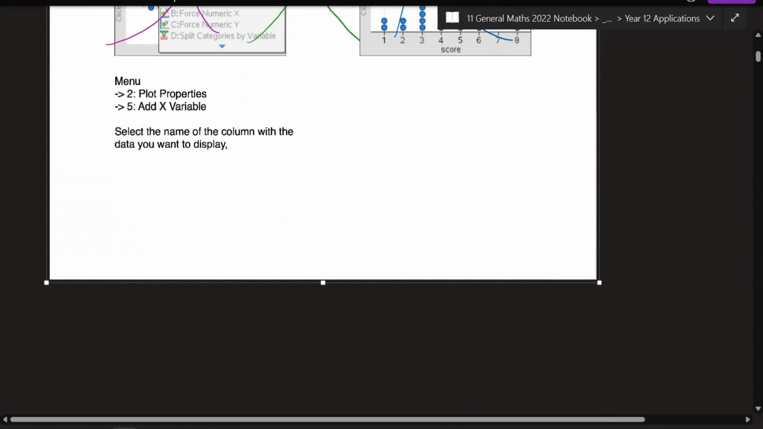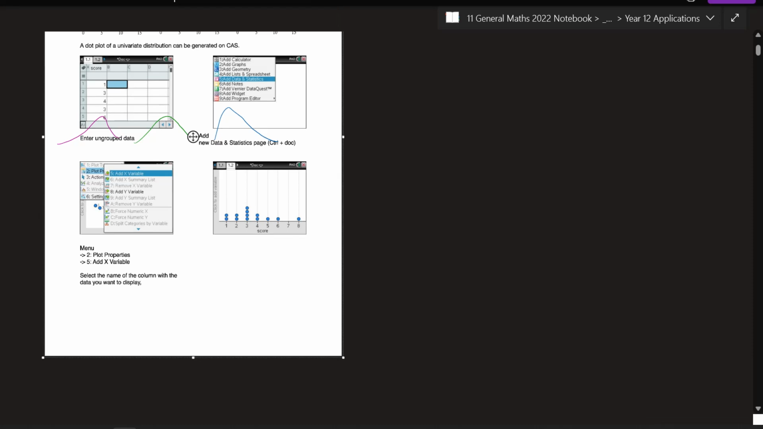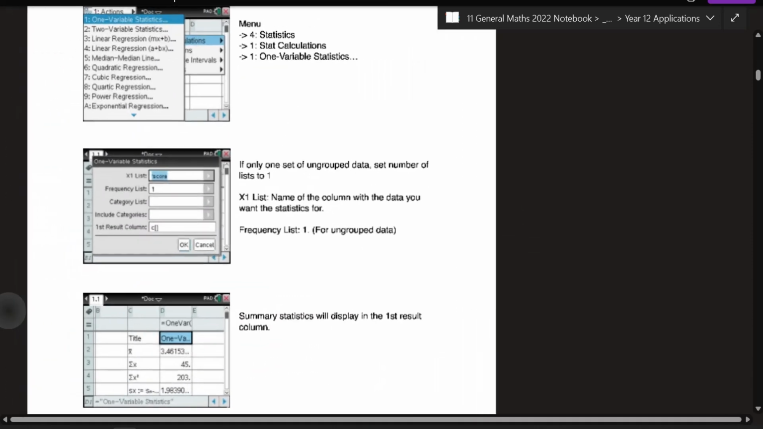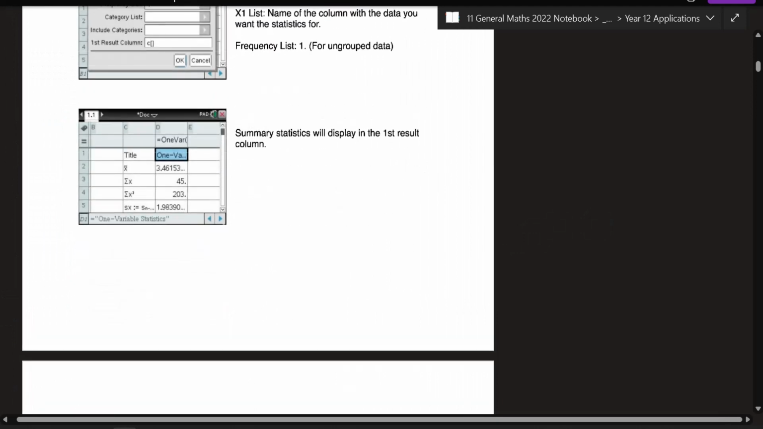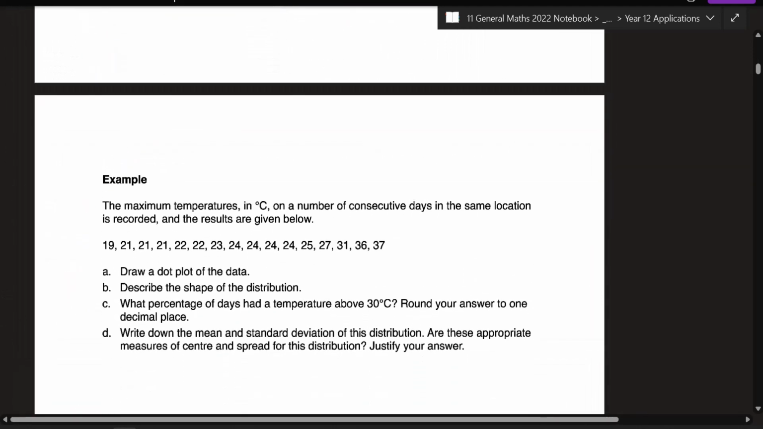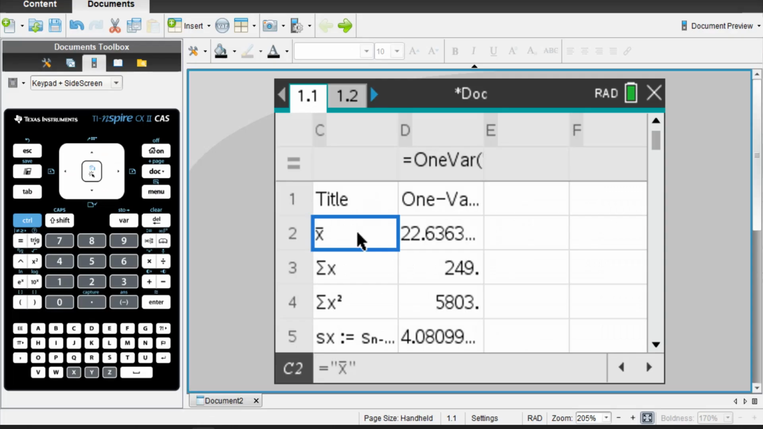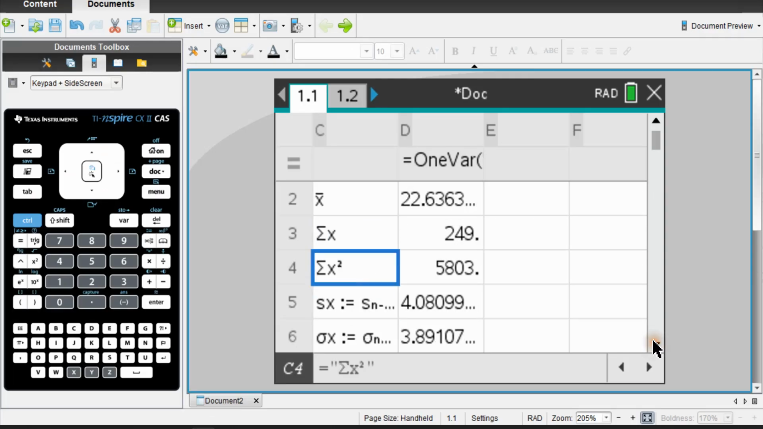Okay, that is your mean. Oh, it's already got it there. Mean, and what else have you got here? We don't really need these two. That's fine. Sx, however, here is your standard deviation.